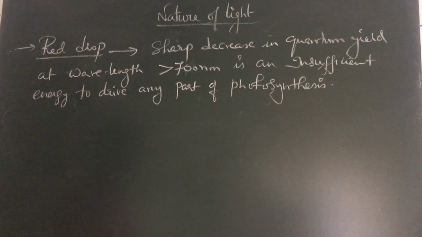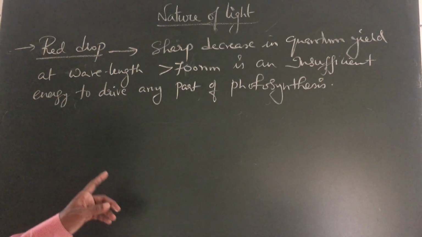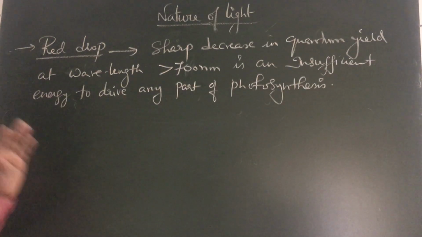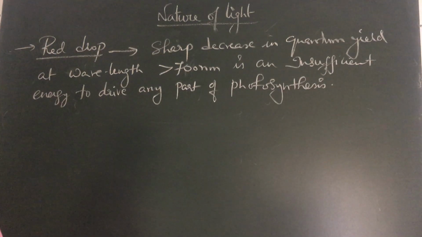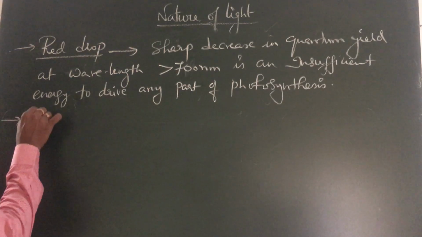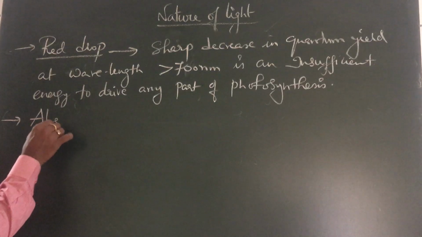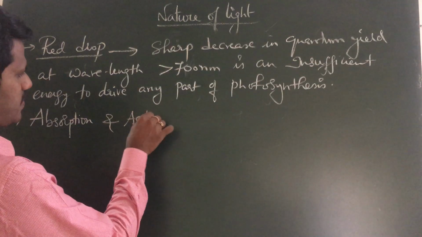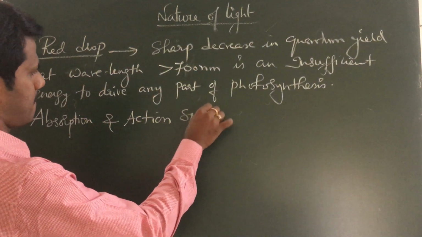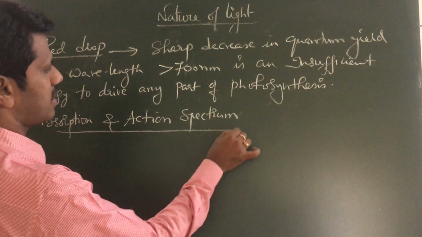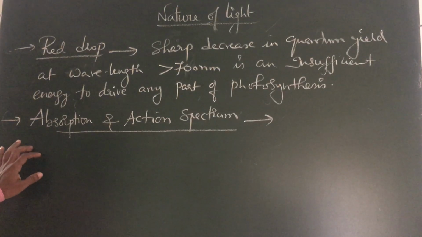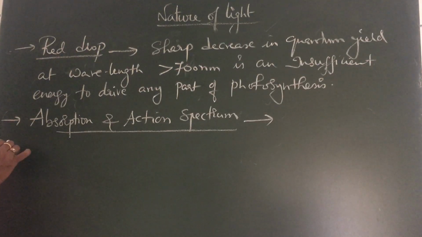So we have discussed the wavelengths of light. Next, absorption and action spectrum. What is absorption spectrum and what is action spectrum? Let us see. Absorption and action spectrum. So what is absorption spectrum? Let us see first.